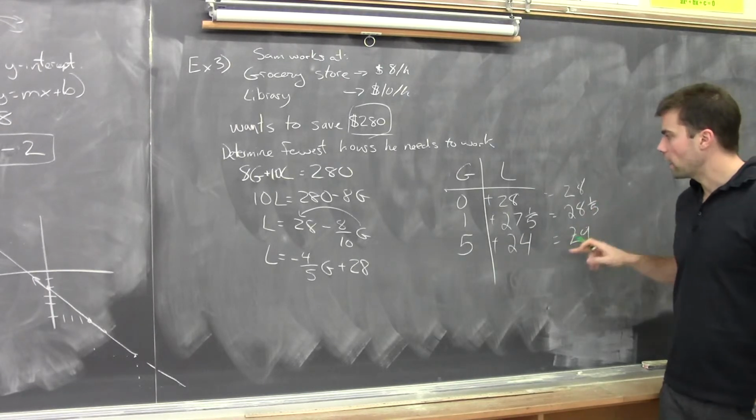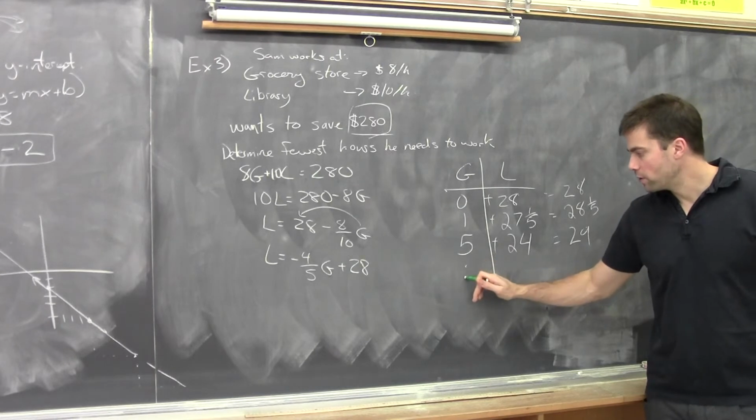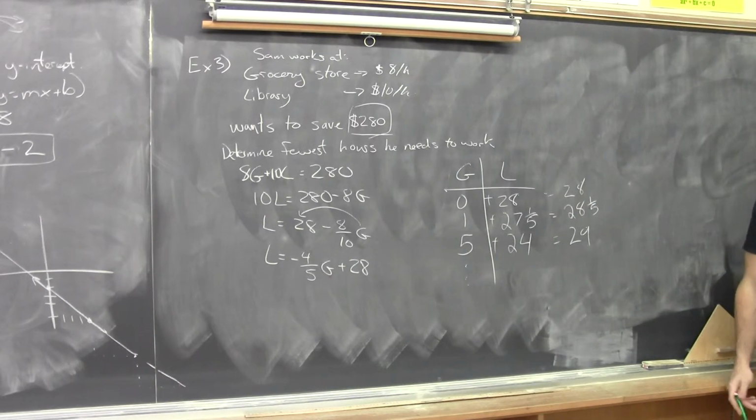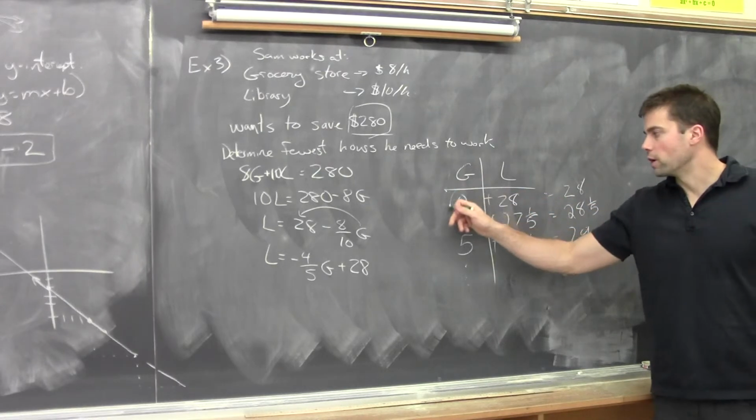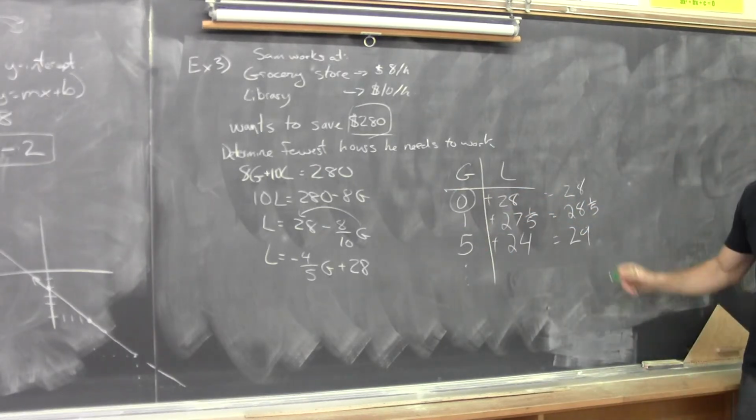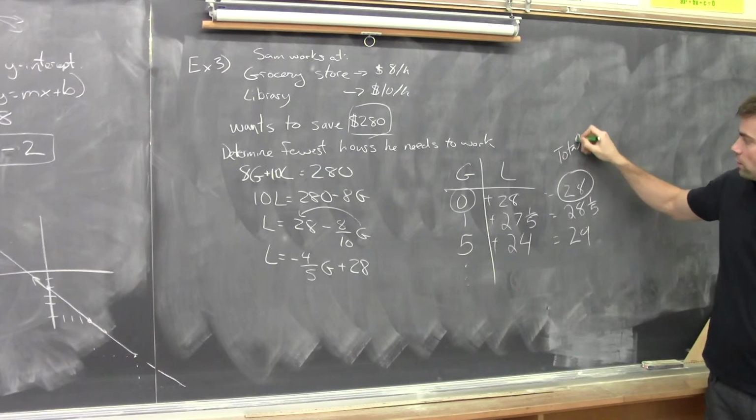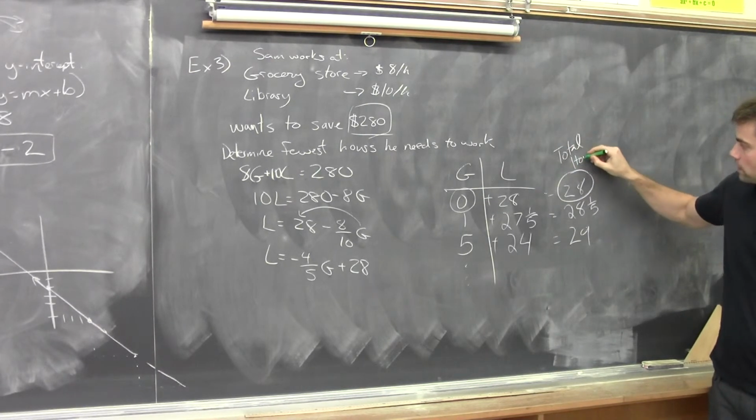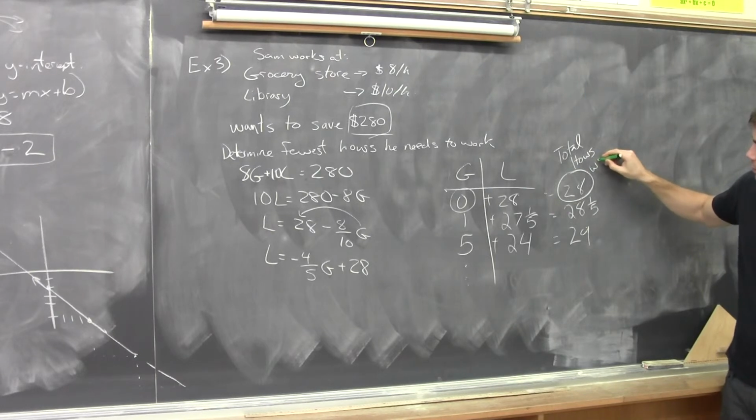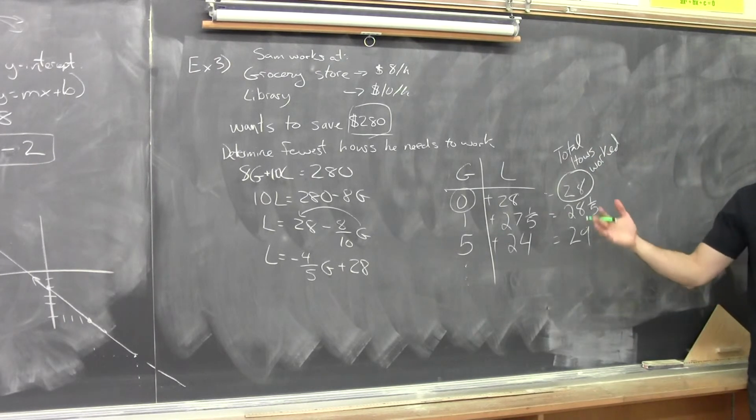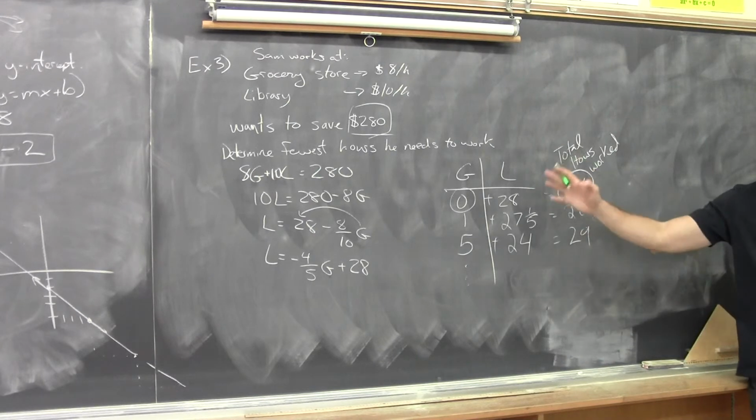So we can see as our grocery hours go up, our total number of hours is also going up. So obviously the best scenario is we work 0 hours at the grocery store, and the least amount of hours is going to be 28. This is total hours worked. Pretty obvious from the initial question, but just to show you the math involved.